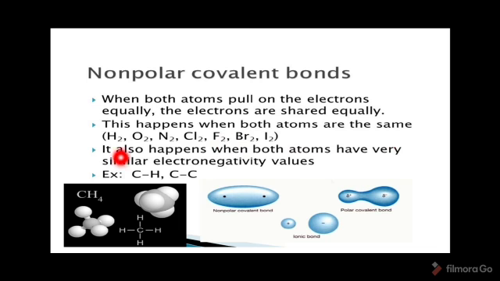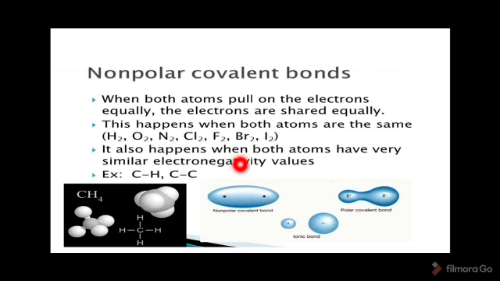You take examples H2, O2, N2, Cl2, F2, Br2, I2. These molecules are made up of the same type of atoms, so these atoms pull the electrons equally. So the bonds formed between these atoms are called nonpolar covalent bonds.